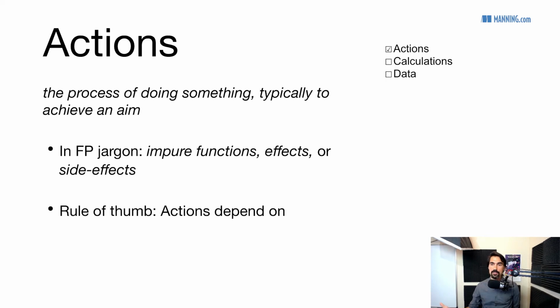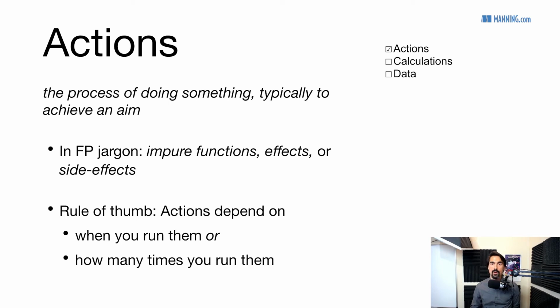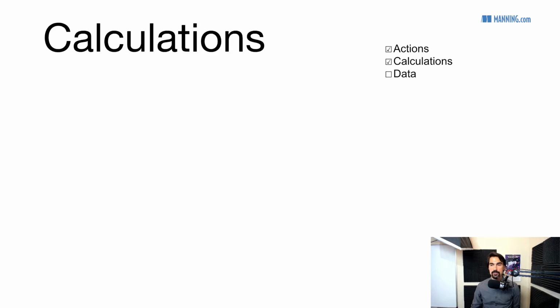Okay, and then there is a rule of thumb for identifying them. Actions depend on when you run them or how many times you run them. When you run them, that's like the order that you run the actions in. And then how many times you run them, that's repetition. So if you call it 0 times, 1 time, 2 times, what happens there? Okay, next we have calculations. Dictionary definition is computation from inputs to outputs.